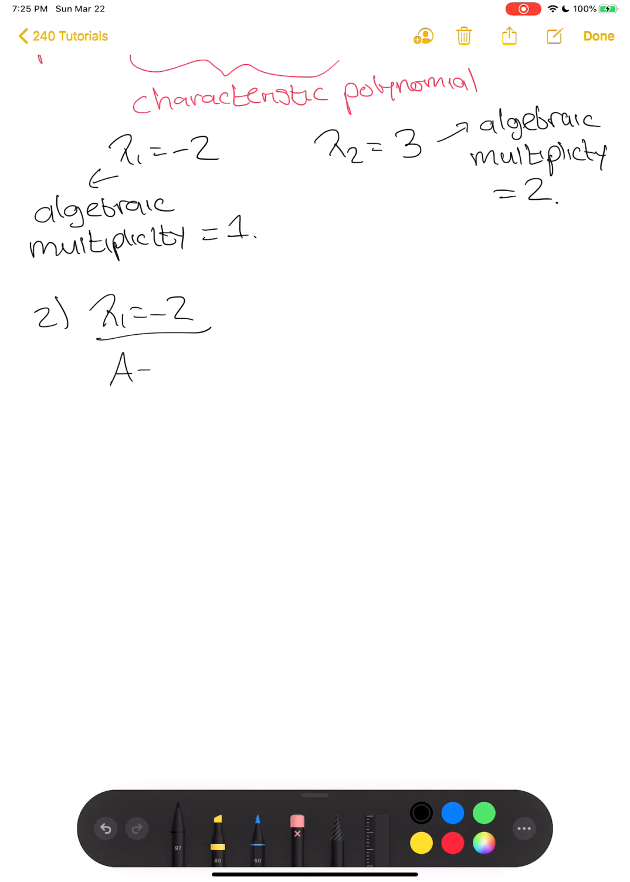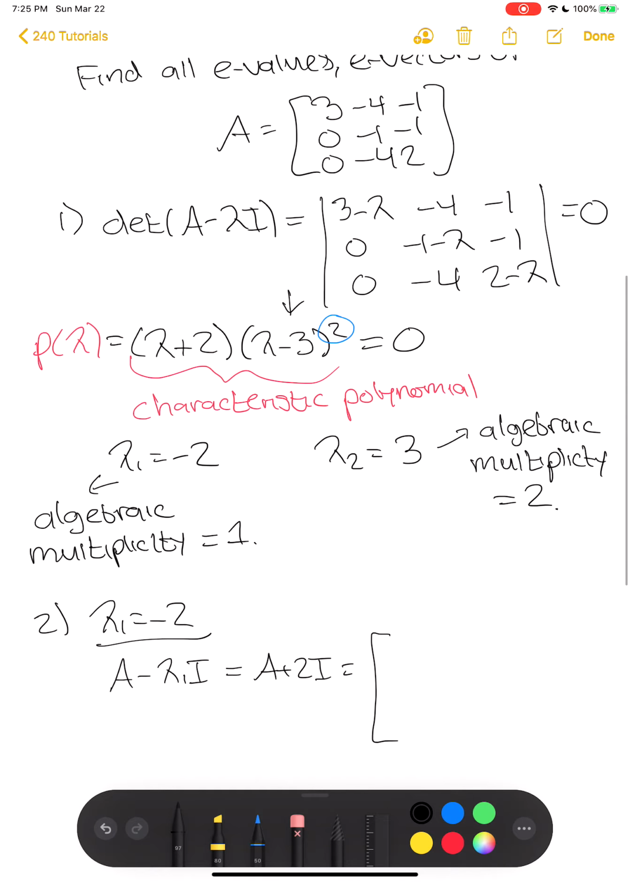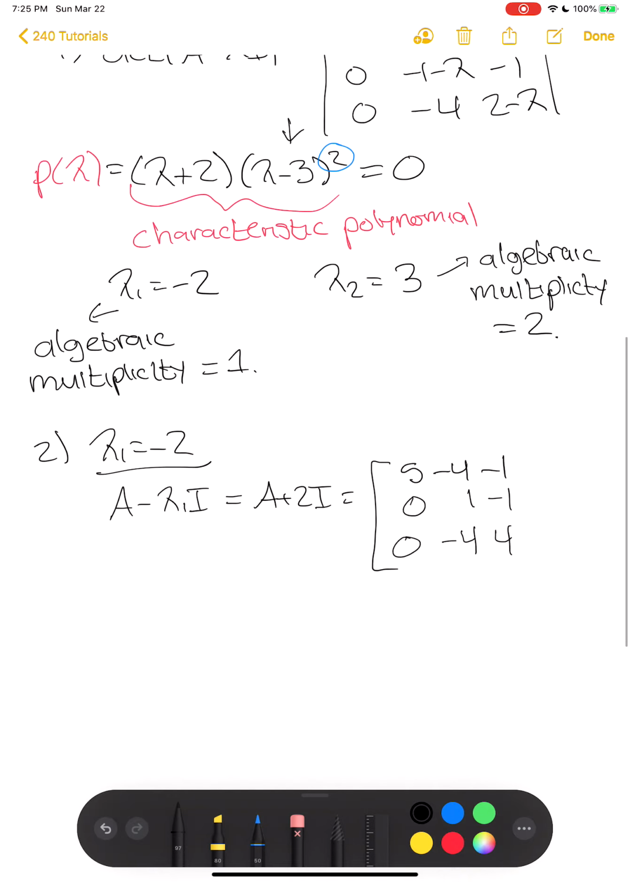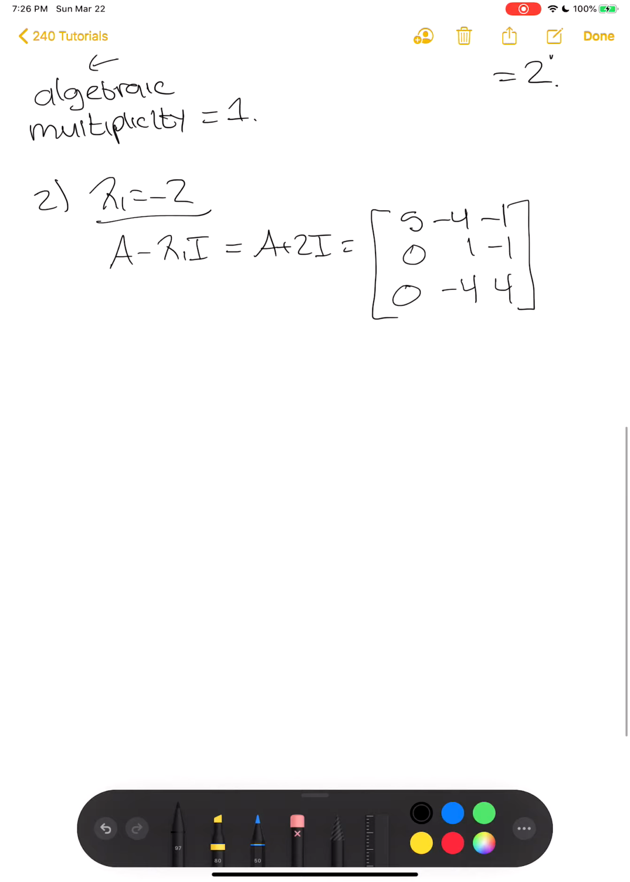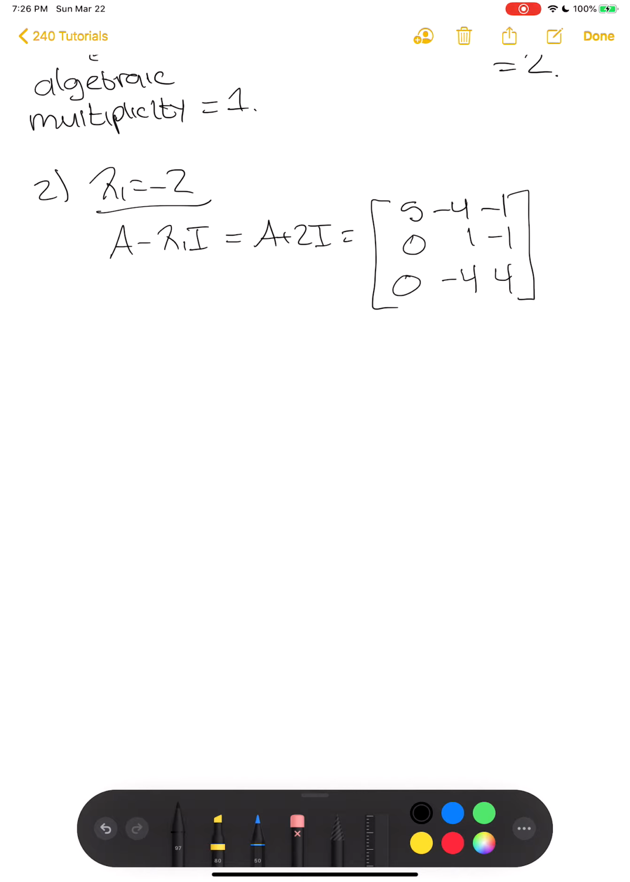A minus lambda 1 times I, which is equal to A plus 2I, gives you the matrix 5, negative 4, negative 1; 0, 1, negative 1; 0, negative 4, 4. Okay, great. And if you remember back to last video, what we needed to do is solve A minus lambda 1I times some vector V gives us 0.